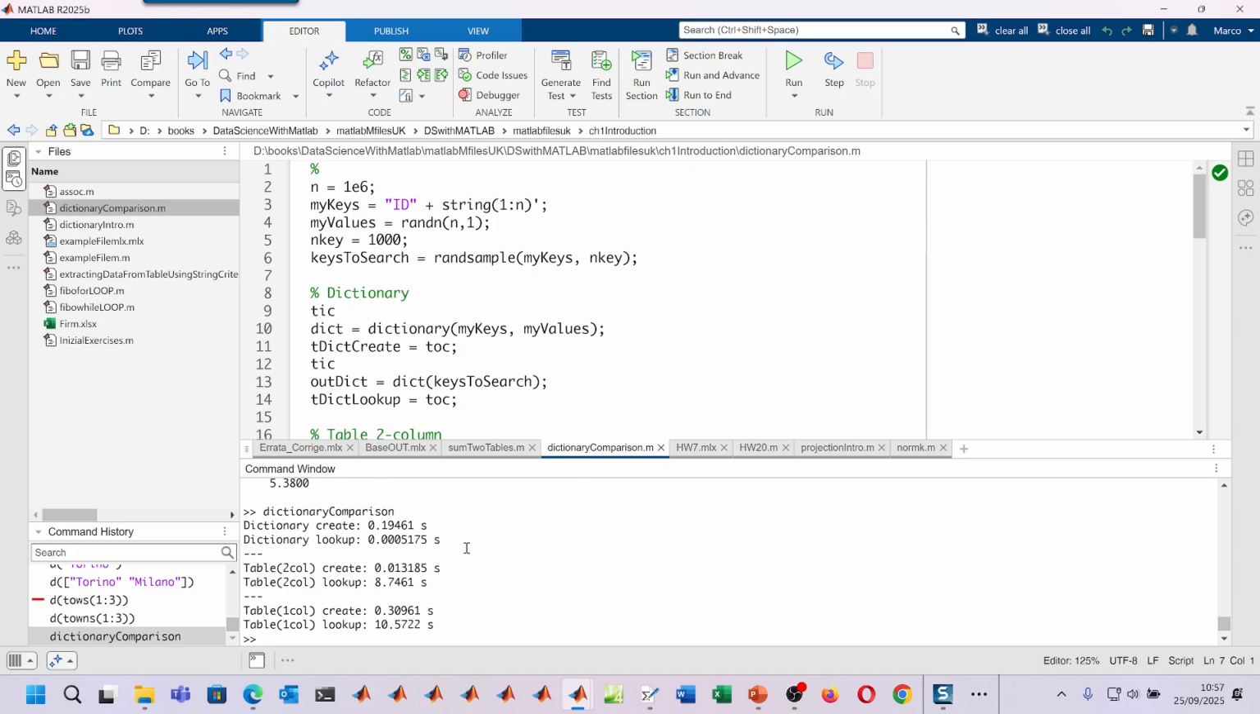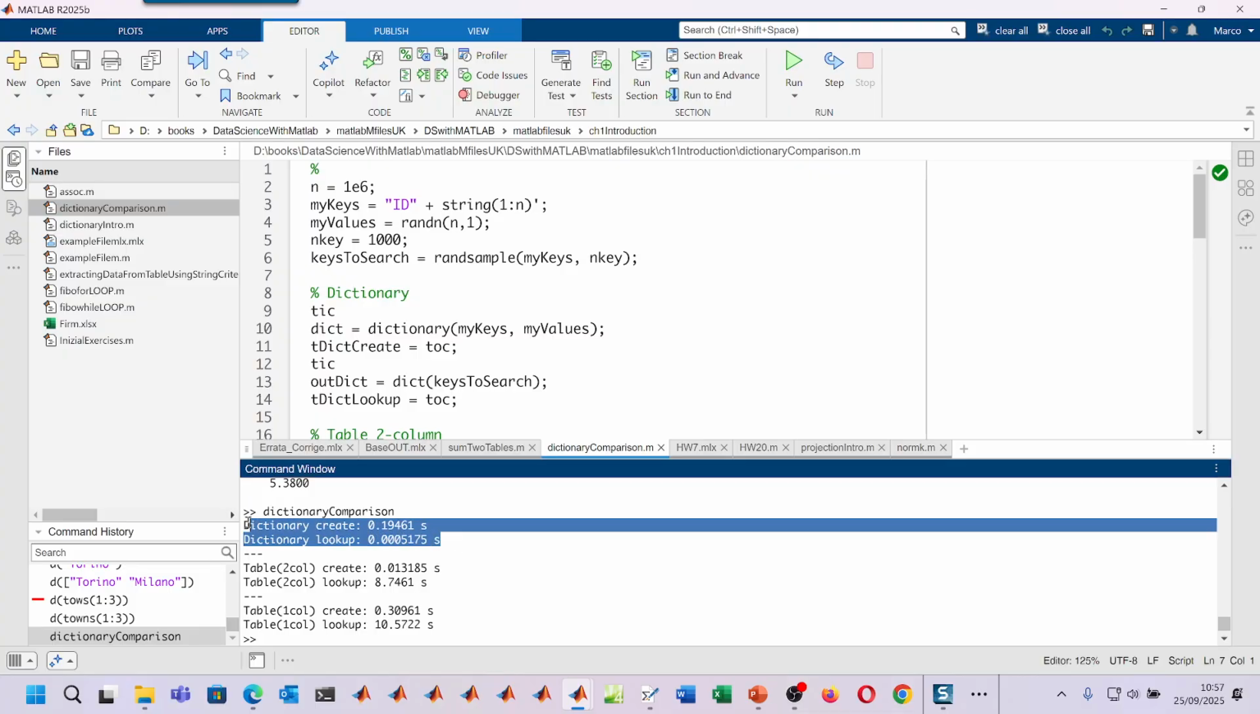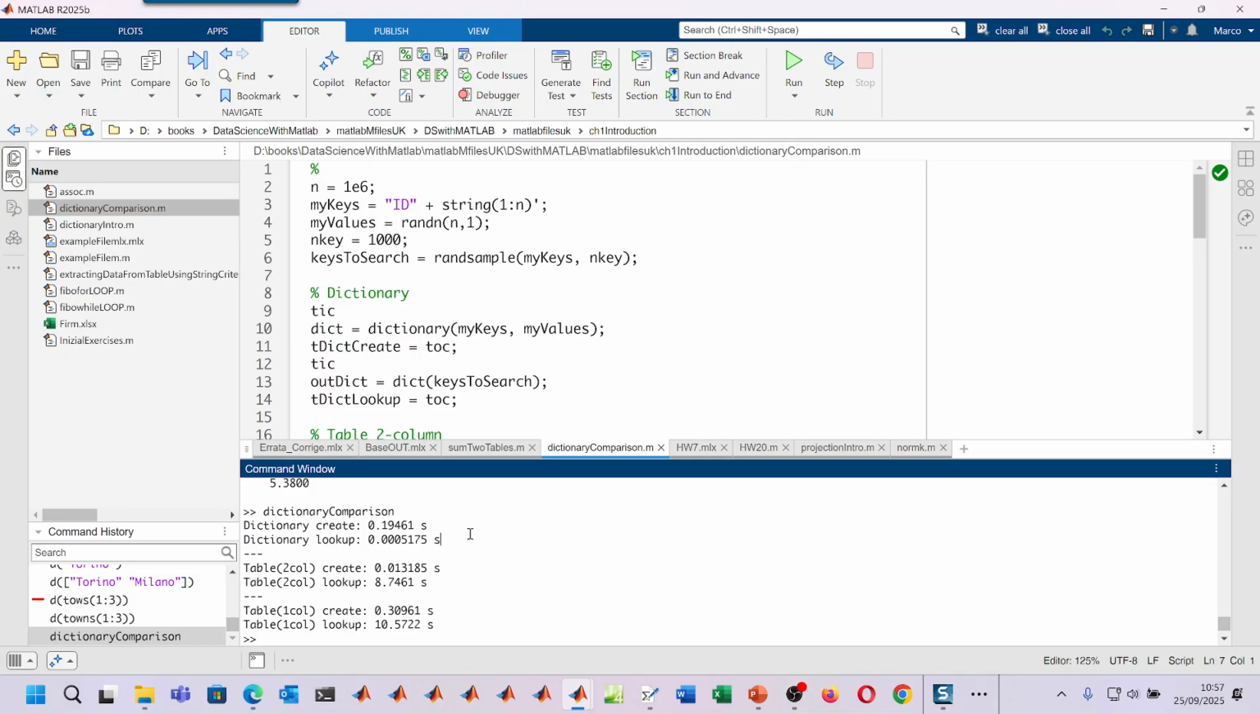Here it says that if you use the dictionary, the time that you take is below 1 second. If you use a table, it takes 11 seconds, or it takes 9 seconds. What is amazing is that the table with just 1 column is slower than the table with 2 columns. That was something that was unexpected for me.